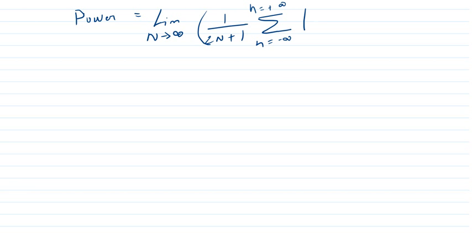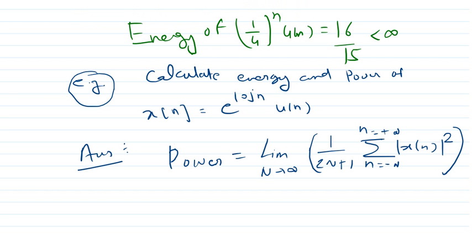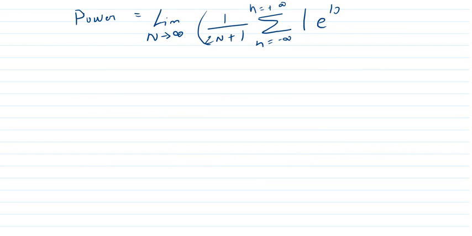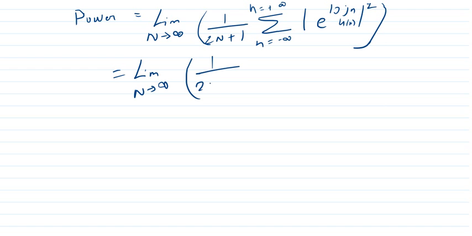Modulus of e raised to the power j10n times u[n], squared. Now we can see that due to the multiplication with the unit step, this summation will go only from 0 to infinity.